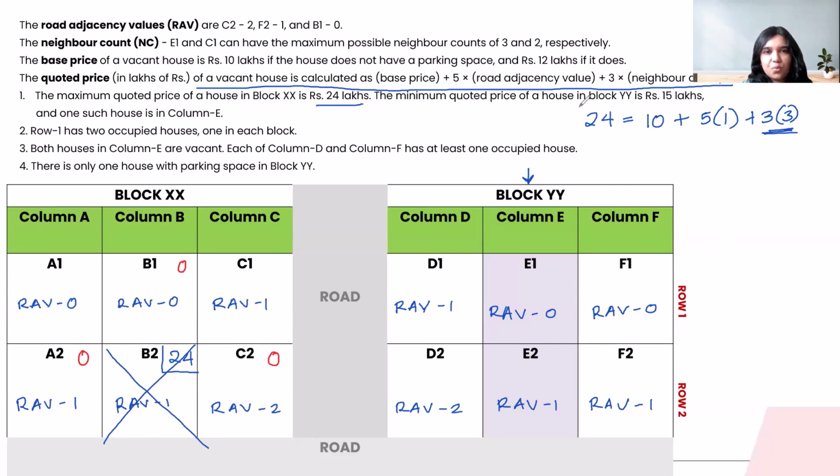Let's go to the block YY now and figure out which flat is the 15 lakh flat. This one is a minimum quoted price of the block YY, and one such house is in column E. So they have mentioned that column E has a 15 lakh flat. Let's try and see which one that is going to be.